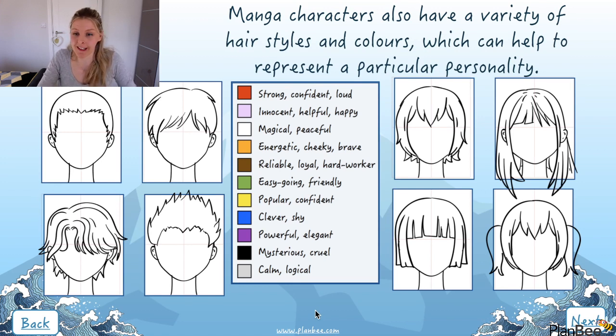Now, I pointed this out earlier, didn't I? Manga characters also have a variety of hairstyles and colours which can help represent a particular personality. So these are some examples of some manga hairstyles that we might like to use today. And in the middle here, I've got this key almost of different colours and what they might represent in manga. So a strong, confident, loud character might have bright red hair. A clever and shy person might have blue hair.